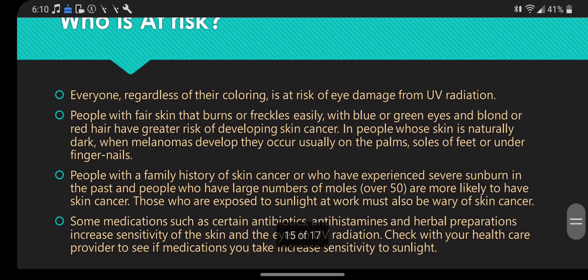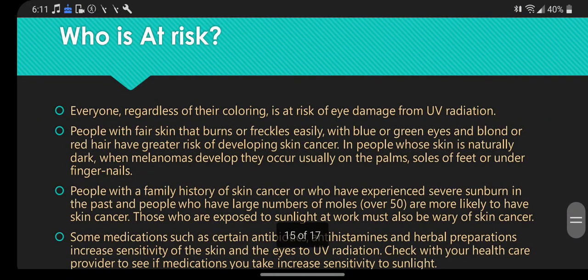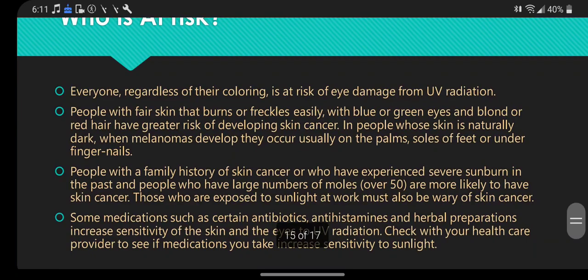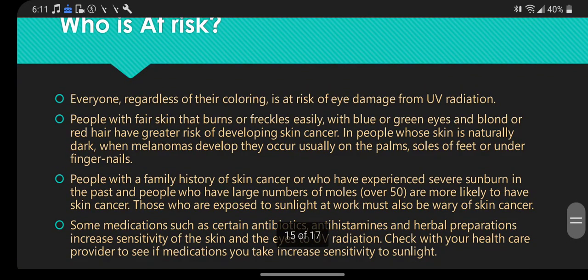Who is at risk? Everyone, regardless of their coloring, is at risk of eye damage from UV radiation. People with fair skin that burns and freckles easily, with blue or green eyes and blonde or red hair have a greater risk of developing skin cancer. People with a family history of skin cancer, who have experienced severe sunburn in the past, and people who have a large number of moles are more likely to get skin cancer.